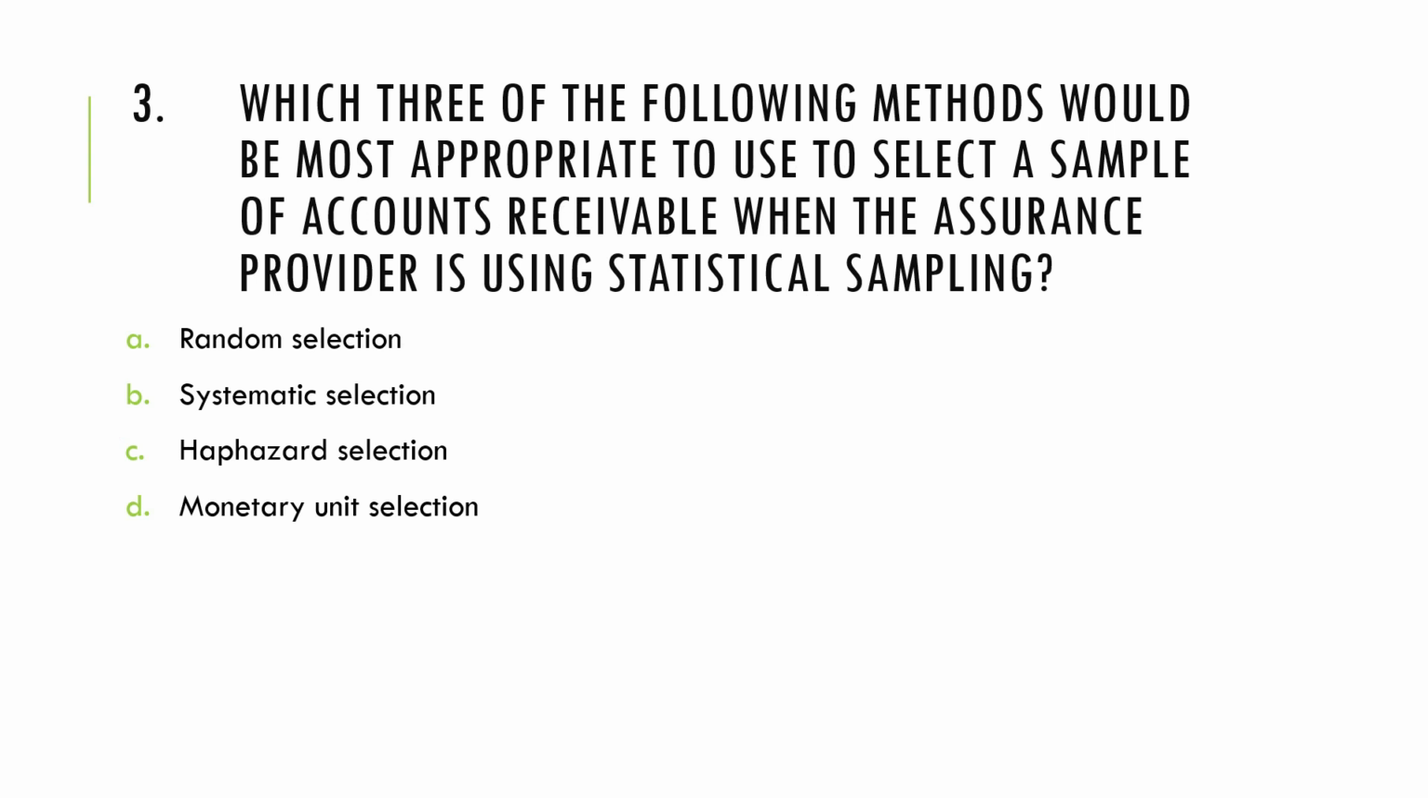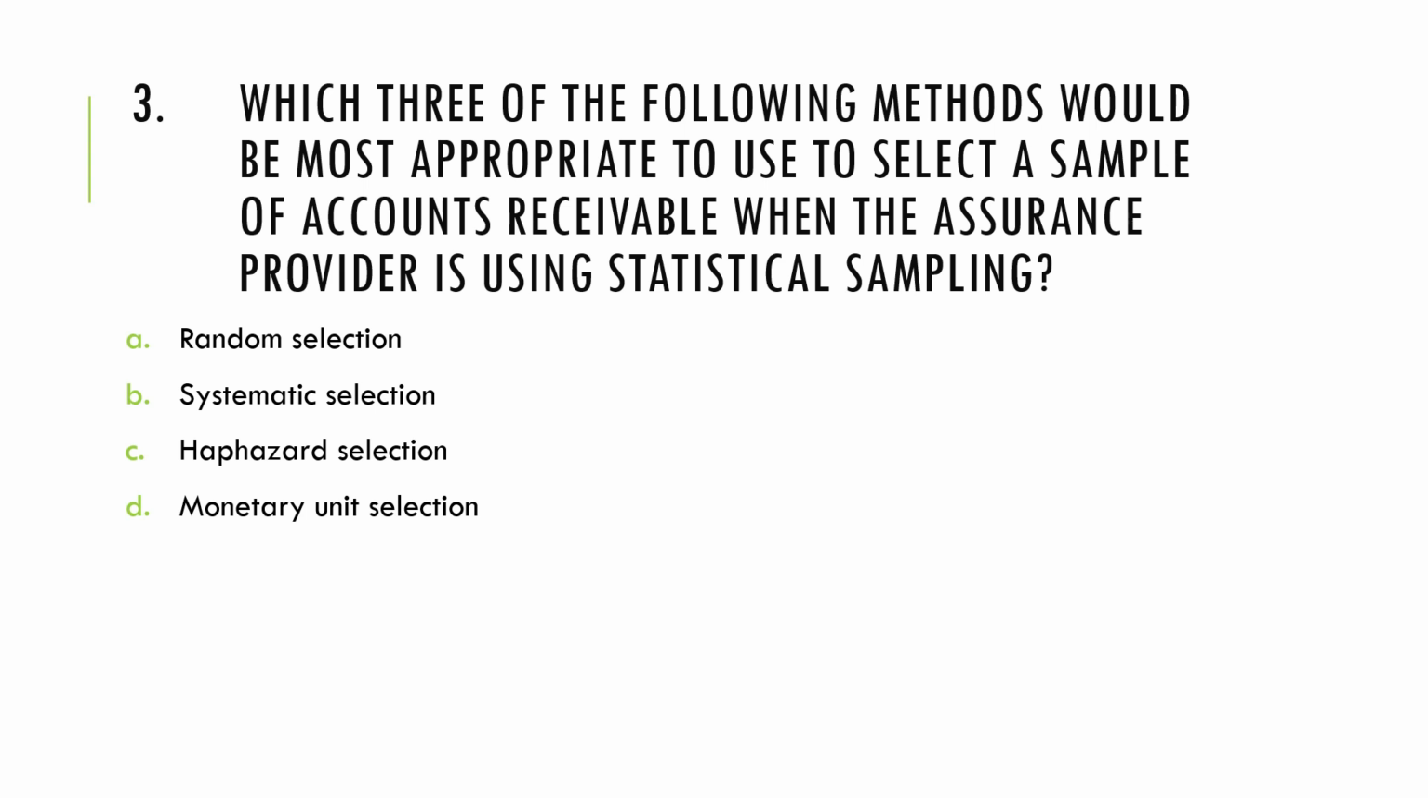Moving on to question number 3, which three of the following methods would be most appropriate to use to select a sample of accounts receivable when the assurance provider is using statistical sampling? Now we know both statistical and non-statistical are acceptable. The moment the auditor uses statistical sampling, the auditor will have to quantify or measure sampling risk. And by virtue of this, the auditor is only allowed to make use of probabilistic sample selection techniques. So in a way, when we assess the choices here, we will be finding those techniques which are probabilistic.